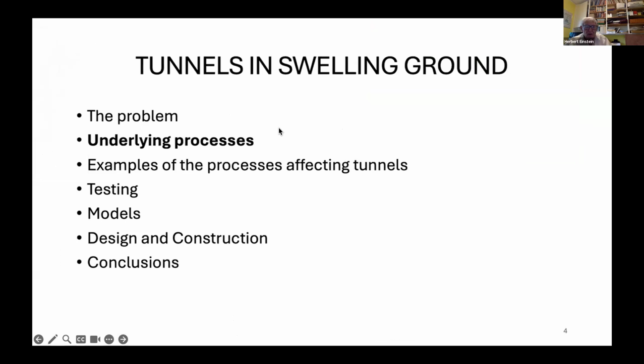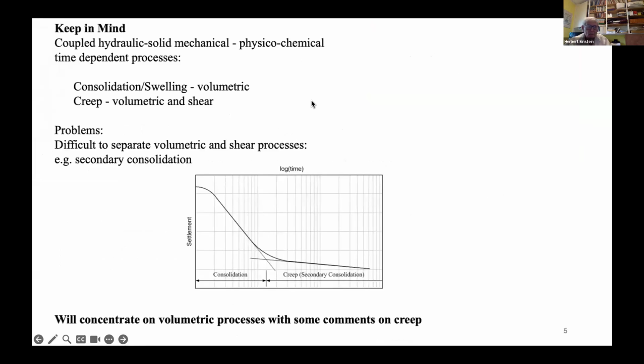So what are the underlying processes? This is in a way confusing, and intentionally confusing. We have a couple of processes. We talk about consolidation quite clearly. This is the opposite of swelling. Then we have swelling. This is volumetric. And then we have creep, it's volumetric and shear.